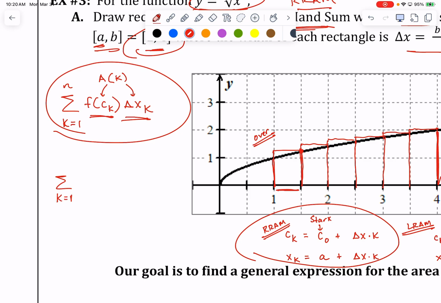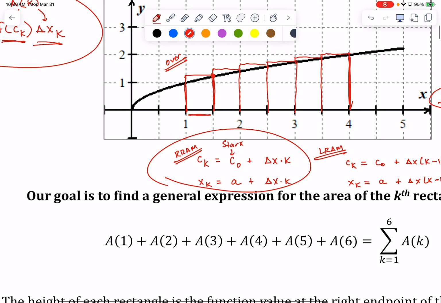Another way to do it is some students ask, can I just set my k equals 0? Could I set my summation that way? If you did it that way, you could use the RRAM, but you would have to let your summation start at k equals 0, and you would go from k equals 0 not to 6, but to 5. So you could do it that way.